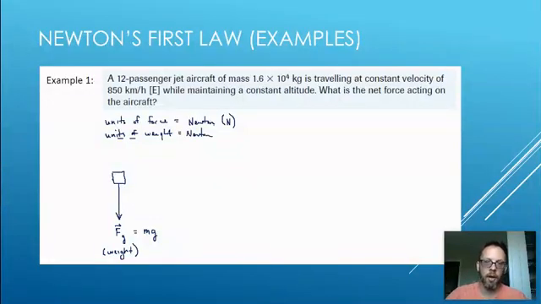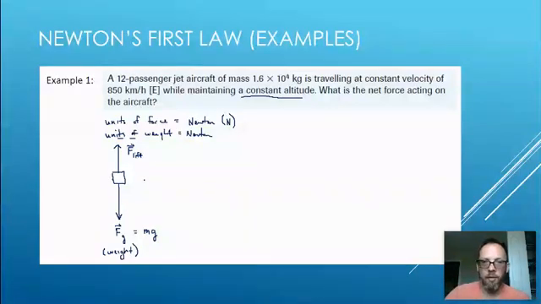So what else do we have going on here? Well, the jet is maintaining a constant altitude. So there must be some force acting up as well. Otherwise, the plane would crash to the ground. And so here you can call it whatever you like. I might just call it F, and then maybe lift.